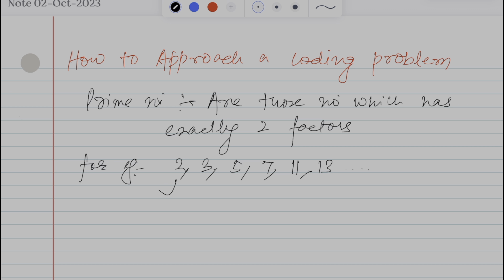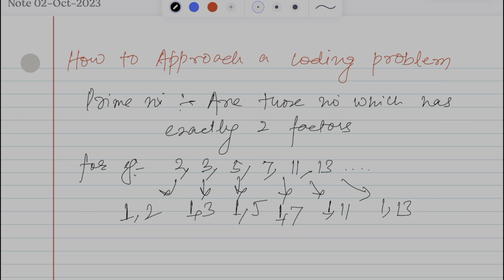Again, 1 and 3. For 5, it's 1 and 5. For 7, it's 1 and 7. For 11, it's 1 and 11. For 13, it's 1 and 13. So all these numbers have exactly two factors. Which are these factors? 1 and the number itself. So it has exactly two factors, including 1 and the number itself.